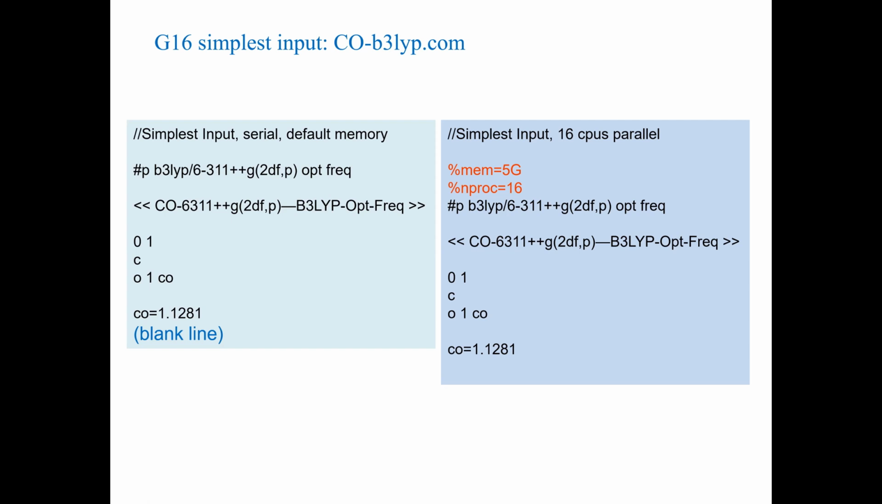Right, and then you can use multiple CPUs. Use these two, the percent sign mem and this nproc, which is the number of processors. You specify it, so you can use 4, 8, and 16, all the way to 32 or something. So this is basically two things you can add to it, right?